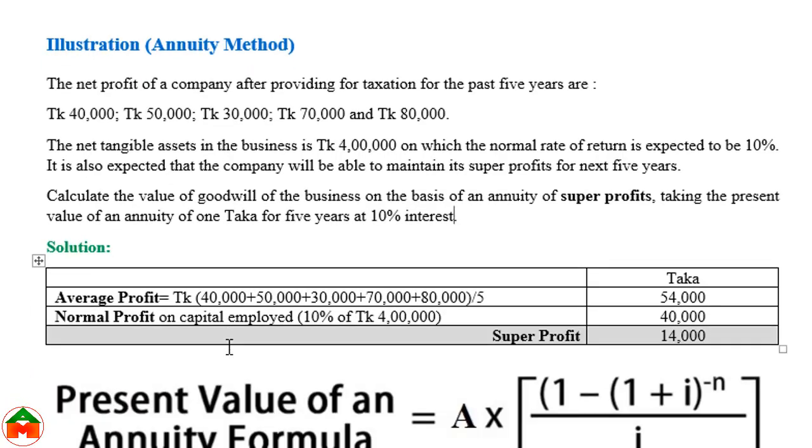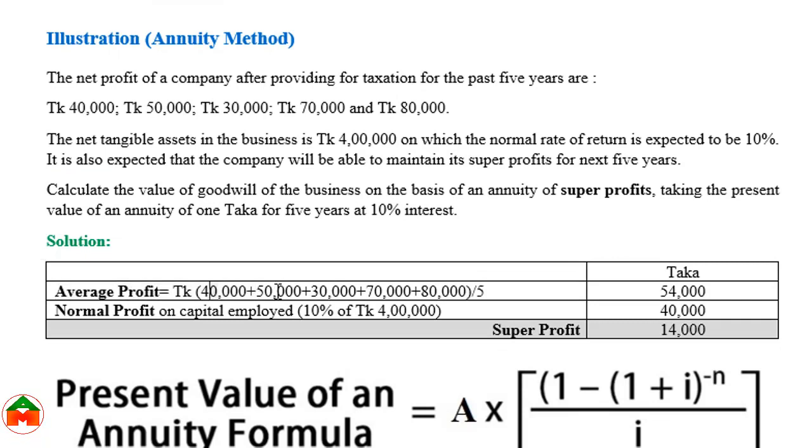Let's see the solution. Here, average profit, we can see 5 years profit divided by 5. This is the average profit. And to get the super profit, we need to deduct the normal profit. And to get the normal profit, we need to multiply the capital employed with the rate of return. We can see the rate of return is 10% and the capital employed is 4 lakh. The amount of normal profit or normal return is 40,000 and the average profit is 54,000.